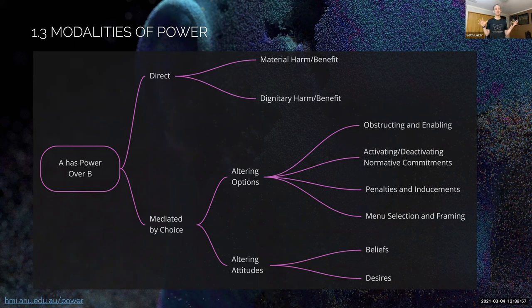And that's worth saying in general. So I've just given you this taxonomy of different ways in which power can be exercised. But it's really important to stress that in any given instance, you're going to see a bunch of these interacting and being overlaid on one another at the same time.